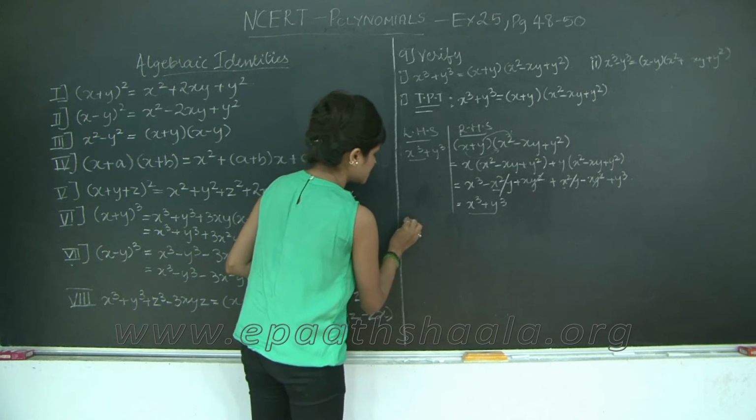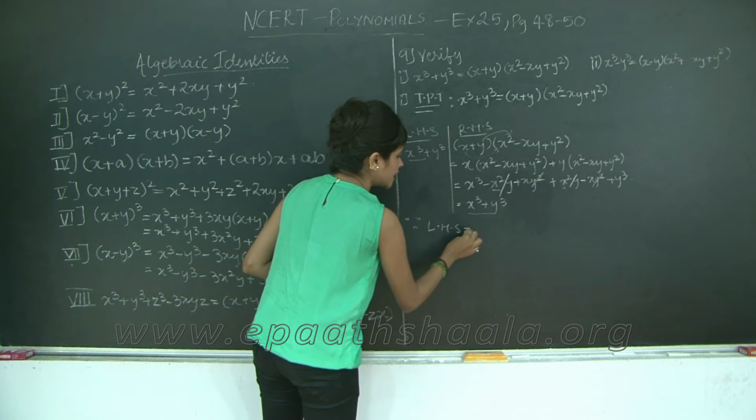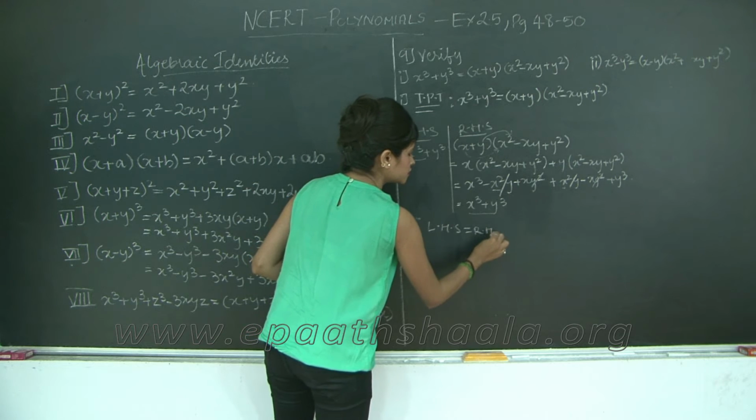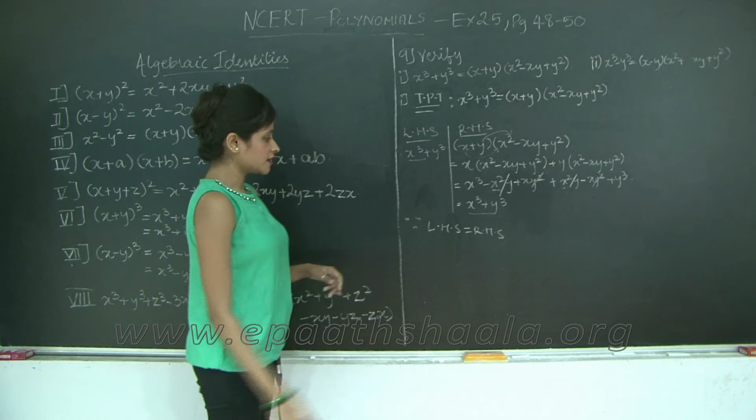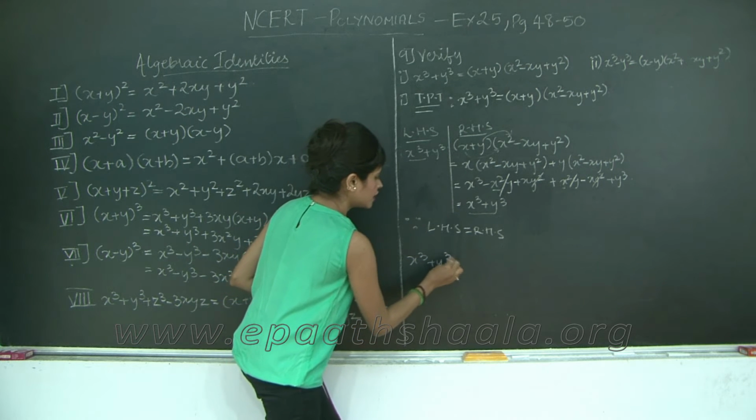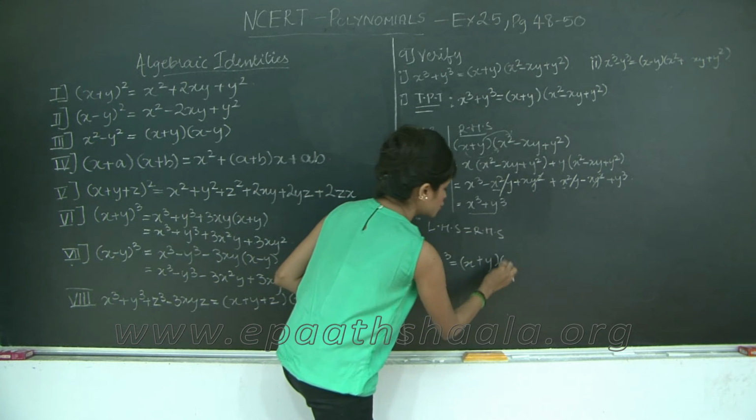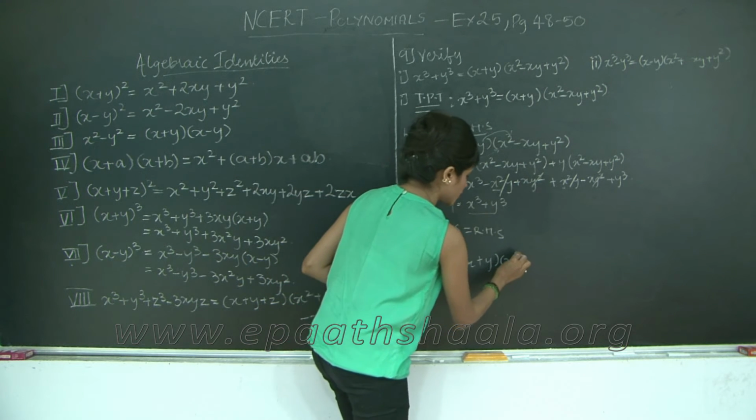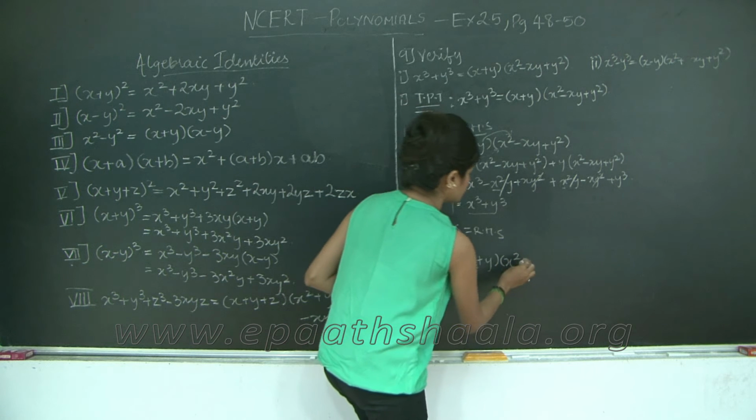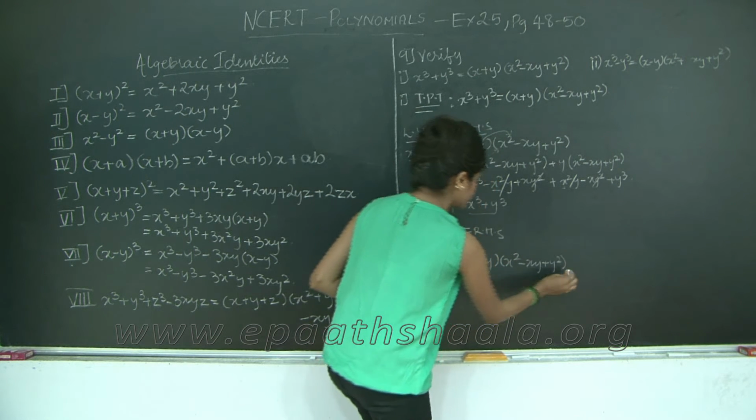Therefore, I will say since my left hand side is equal to the right hand side, my answer is x cube plus y cube is equal to x plus y into x square minus xy plus y square. Hence proved.